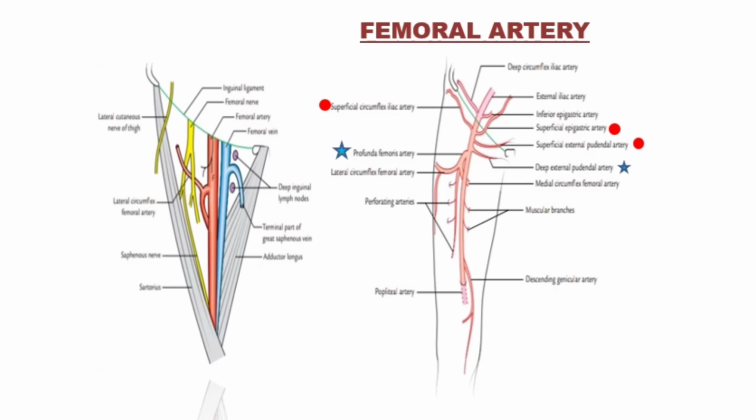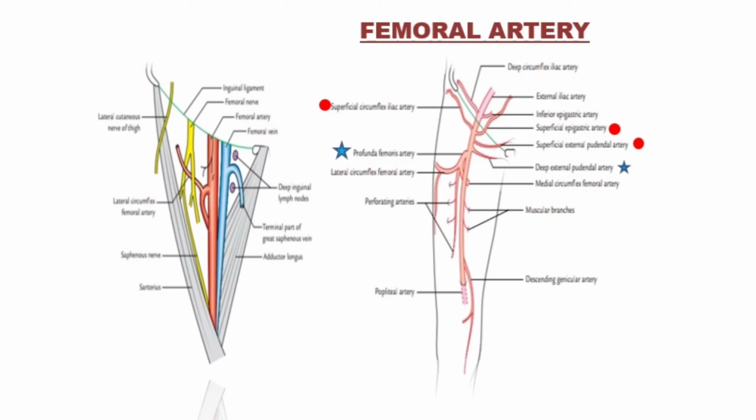In femoral triangle, femoral artery traverses from midpoint of its base to apex. At the base of the triangle, femoral artery lies lateral to the femoral vein, and at its apex, it lies anterior to the vein. In femoral triangle, femoral artery gives 3 superficial branches. They are superficial epigastric, superficial circumflex iliac, and superficial external pudendal arteries. The deep branches are profunda femoris and deep external pudendal artery.